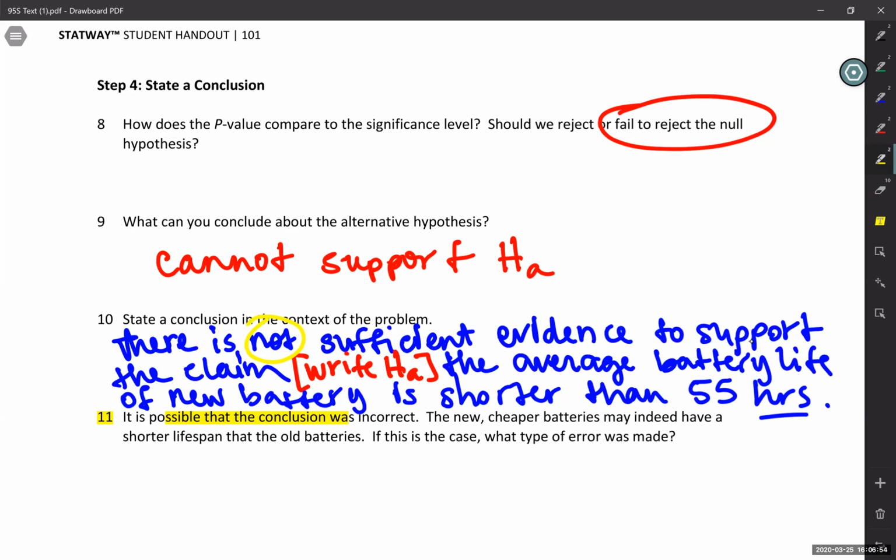So the two ways to write the conclusion are either there is sufficient evidence to support the alternative or there's not sufficient evidence to support the alternative. Okay, and we are not doing problems that ask what type of error was made. So we're going to skip 11.